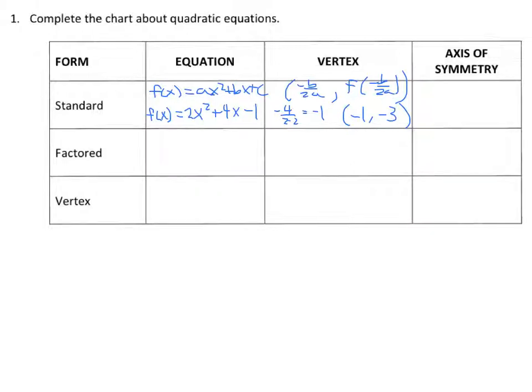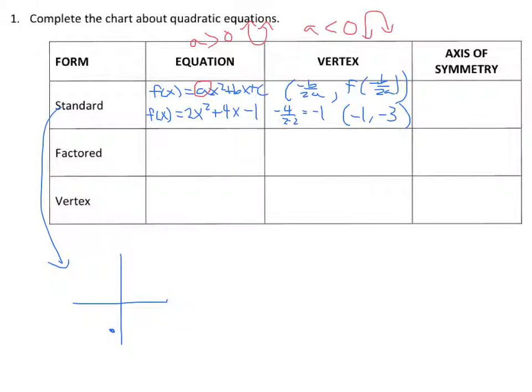As for the axis of symmetry, if we think about what this parabola would look like, the vertex is at the point negative 1, negative 3, somewhere around here, and this parabola is right side up because the a value, or the number in front, is positive. If a is positive, the parabola is right side up. If a is negative, it's upside down. So this parabola is right side up, so it would look something like this.